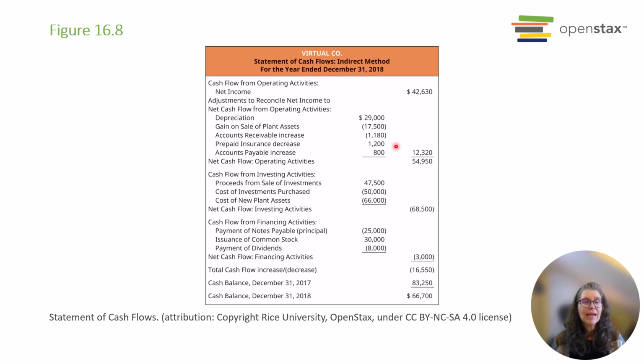Our prepaid insurance decreased, which means that that money stayed in our bank accounts instead of going out to pay for prepaid insurance. So a decrease in prepaid insurance adds back in $1,200. And we would go through any other current assets a company had and do the same for each one, just making sure to flip in that section.